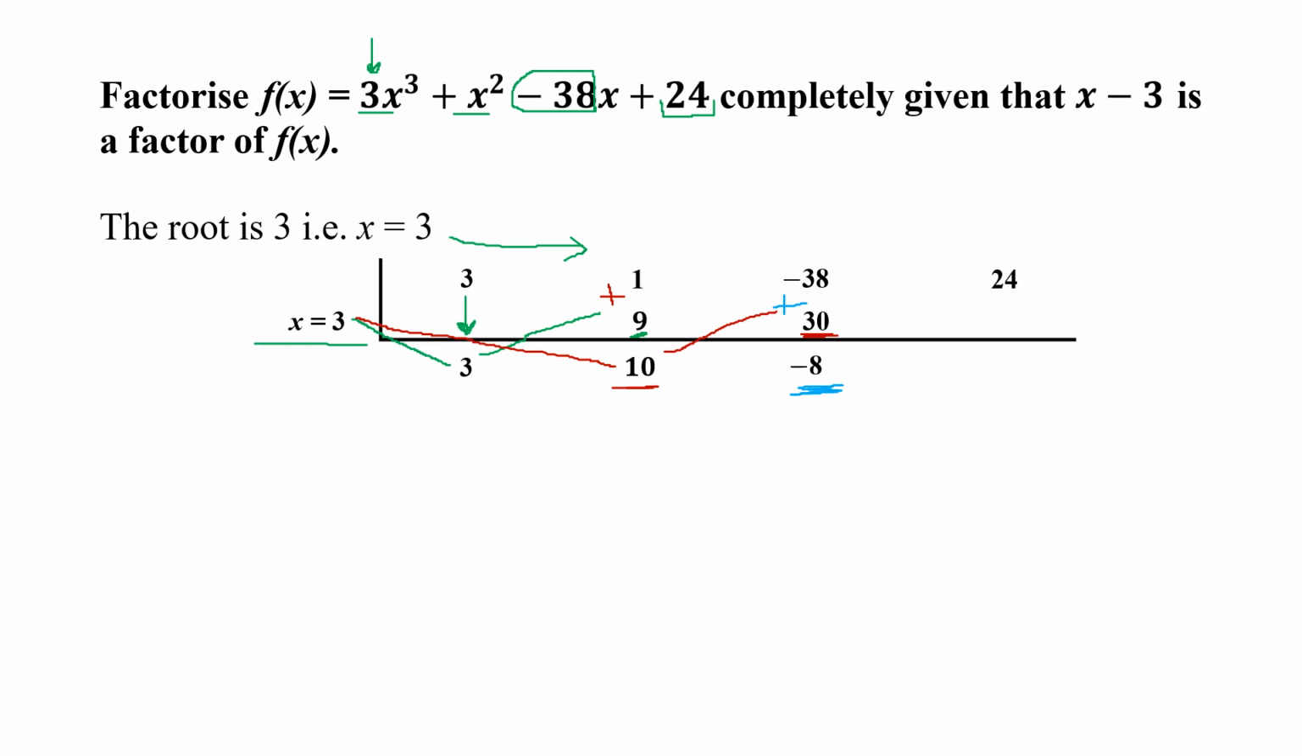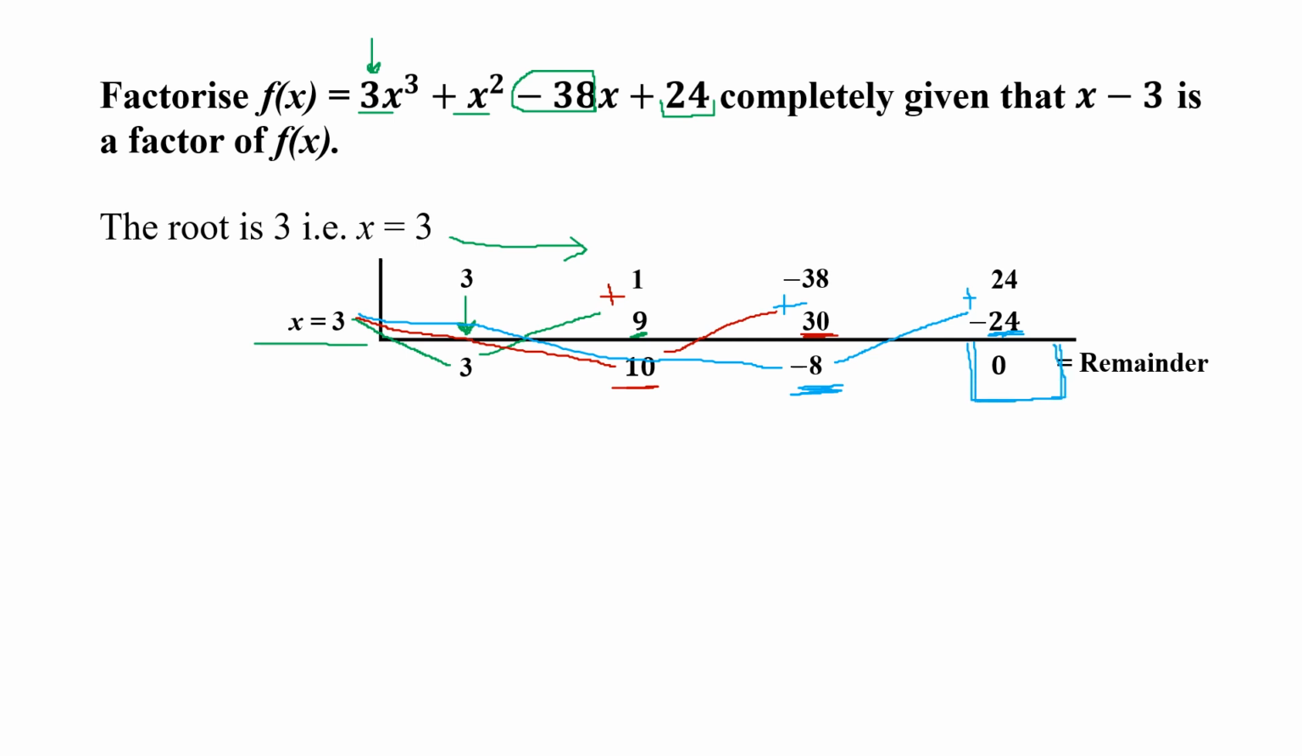Likewise, to get the number that we are going to write under this 24, we multiply 3 by this minus 8 and we get minus 24. Then to find the last number here, we add these two, and we get 0. And this 0 is always the remainder. This 0 is the remainder.